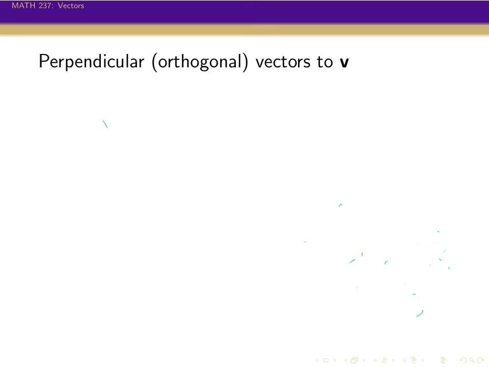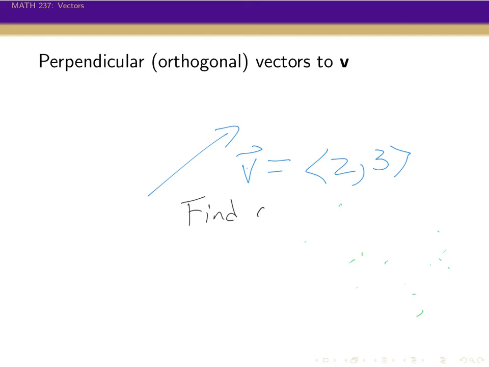Well, so let's say then I have my vector v. Let's say that it is 2, 3, and I want to make a vector perpendicular to it. So let's find some vector w which is perpendicular to v.